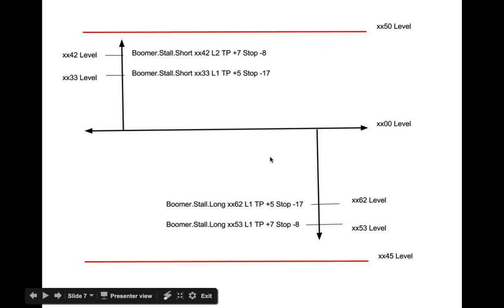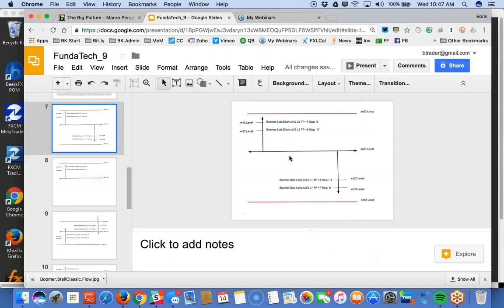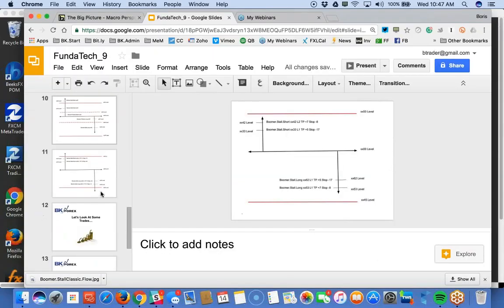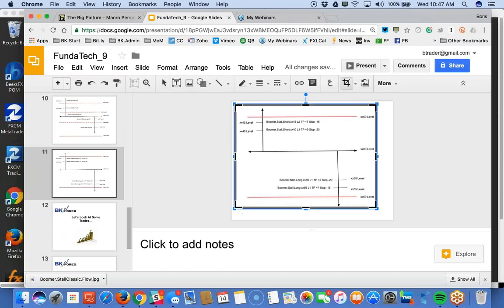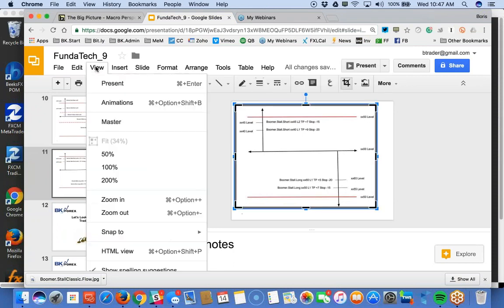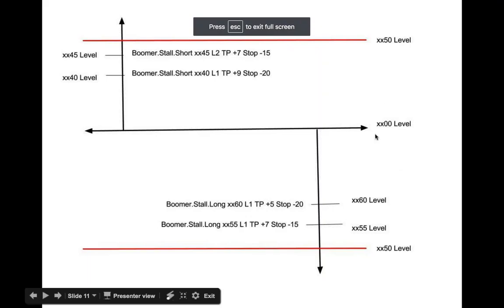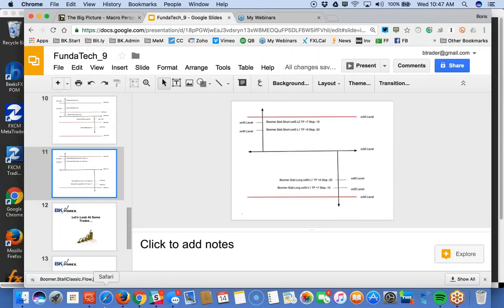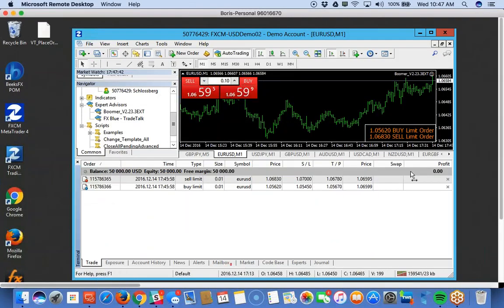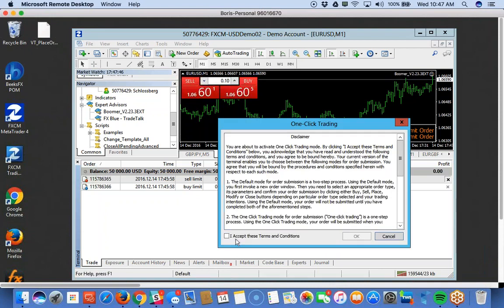Okay. Now, how about I input these particular settings? How do we input these particular settings into the EA? The Boomer Classic ones, right? Hit escape. Let's go back to my EA. And I'll just cancel this out.